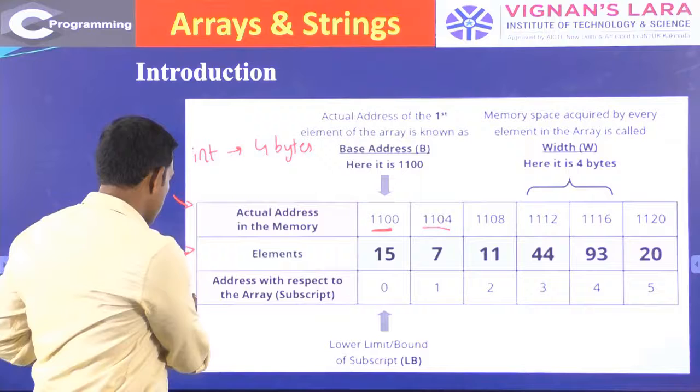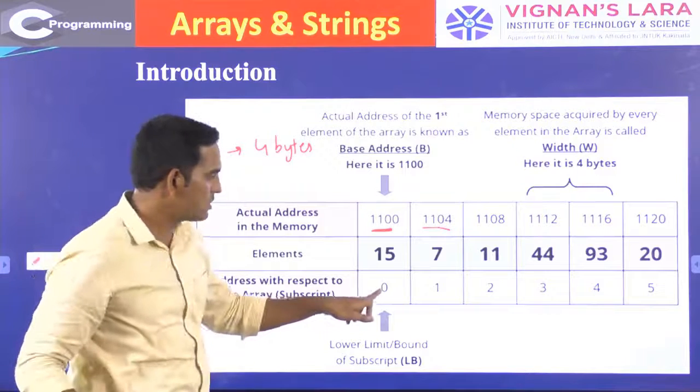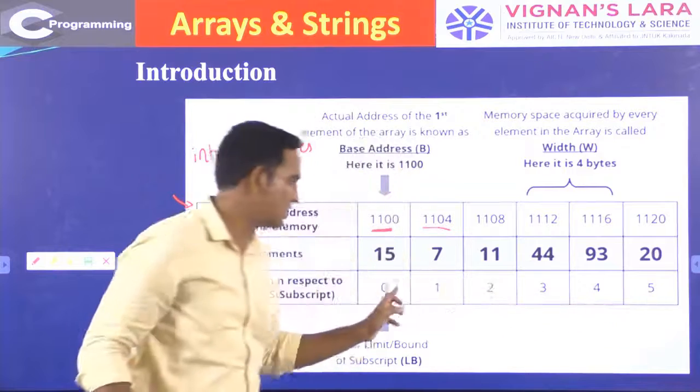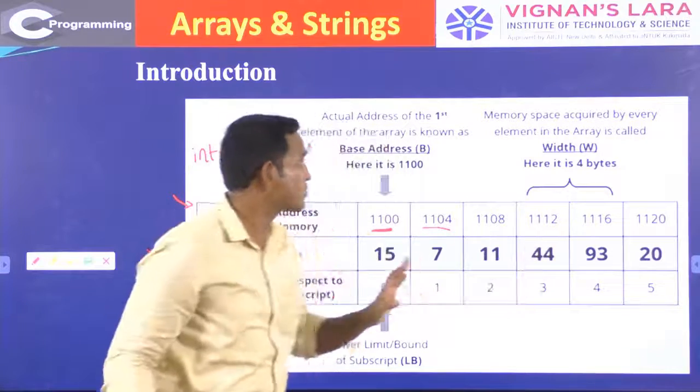Okay, next the subscripts will start from 0, or the index starts from 0 to your n-1, that is 0, 1, 2, 3 until n-1.